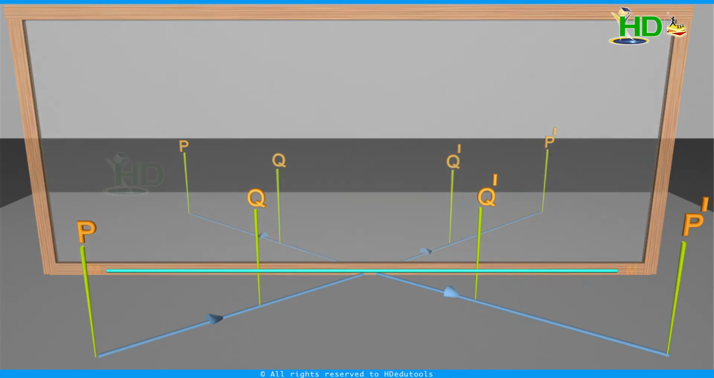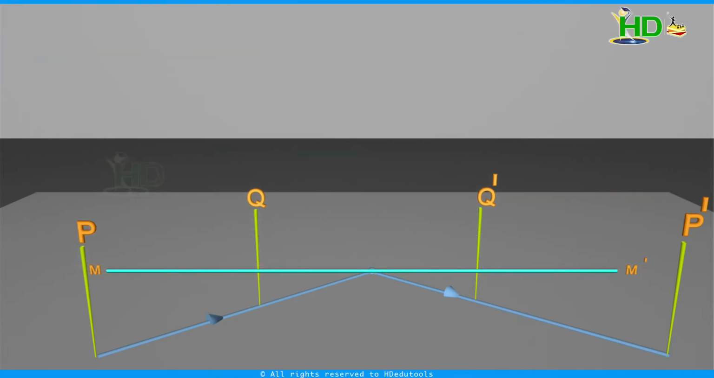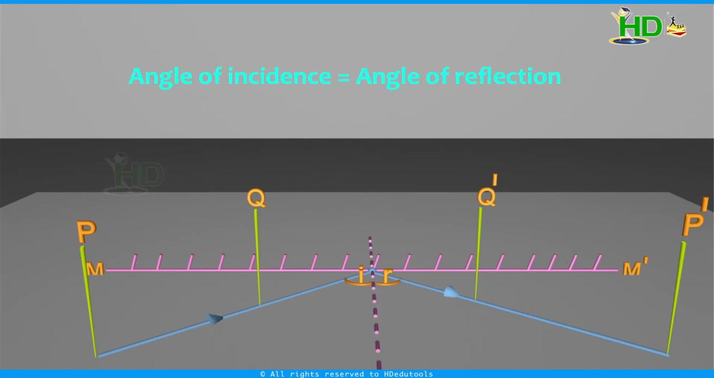Now remove this mirror, drawing a line. This is the reflecting surface and this is the silver surface. At the point of incidence, draw the normal. Now you measure the angle between the normal and incident ray, that is the angle of incidence, and measure the angle between the normal and reflected ray, that is the angle of reflection. And you can find that the angle of incidence is equal to the angle of reflection. This is the second law of reflection.